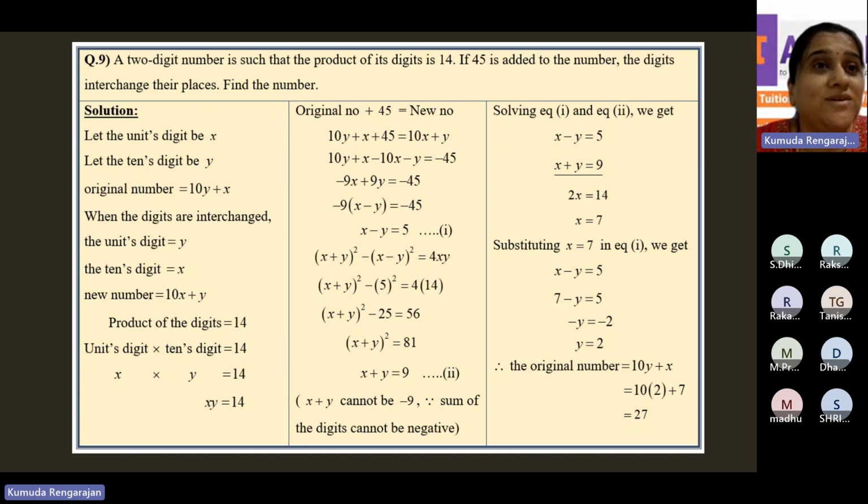X minus y is equal to? Very good. X minus y is equal to 5. Wait, I'll tell you what next. Wait, you have to wait for some time because you've already finished.